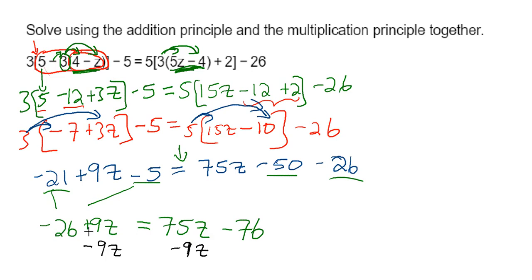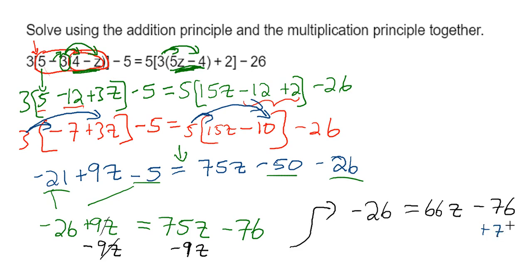And so the 9z's here are going to cancel out. I'm going to continue up this way. We'll have the negative 26 left over on the left-hand side equals, the 9z's cancel out, we'll have 75z minus 9z, which will be 66z minus 76. So I believe that's correct. Yeah, because if I was subtracting 10 it would be 65, so 1 less would be 66. I'm pretty sure that's right.